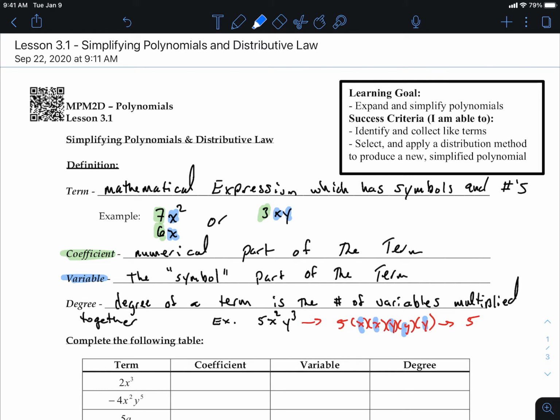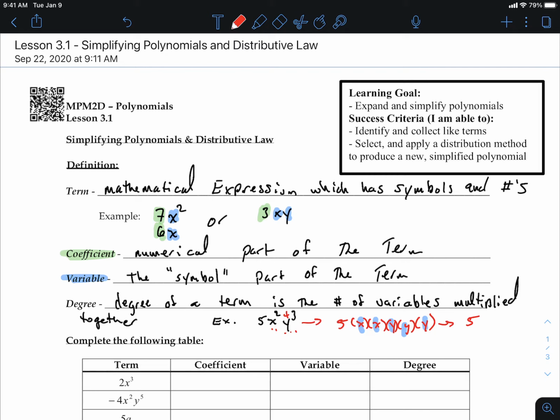How did you know there's five? There's 5 variables, yeah. You're basically adding the 2 numbers that are here, because there's 2 x's and 3 y's. So its degree is going to be 5 because there's 5 variables there. 2 letters or 2 variables, but then there are 5 of them.